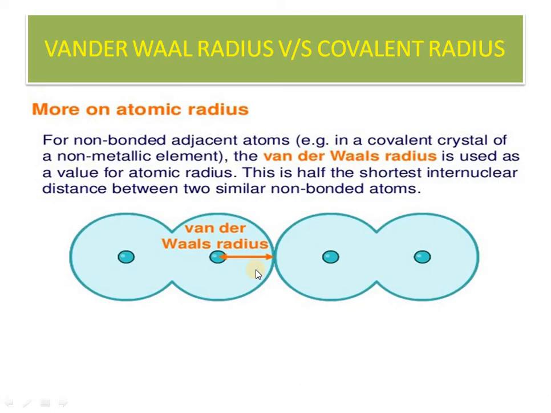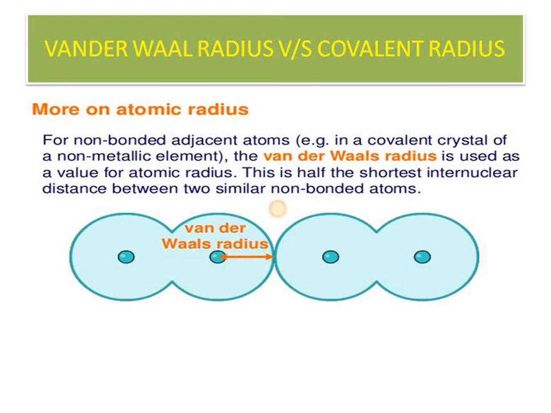Now let us talk about the van der Waals radius. You know that van der Waals forces basically operate in gases where there is no overlapping. Only the molecules are closer, that's all. So if I am talking of one van der Waals molecule like helium, the distance from the center of the nucleus to the outermost shell gives us the van der Waals radius, and it will be the maximum as compared to the atomic, ionic or metallic radius. It is half of the shortest internuclear distance between two similar non-bonded atoms.